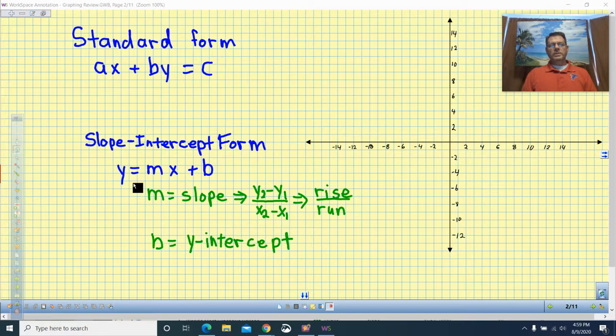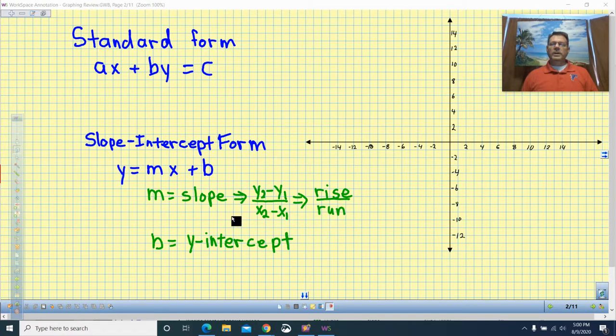Then slope-intercept form is set equal to y, the y equals form. And on the other side, you have mx plus b, m standing for the slope. And we should recognize slope as y sub 2 minus y sub 1 over x sub 2 minus x sub 1. So basically, you subtract your y's over you subtract your x's, or you could look at it as rise over run.